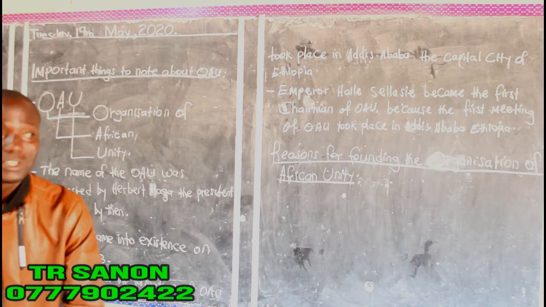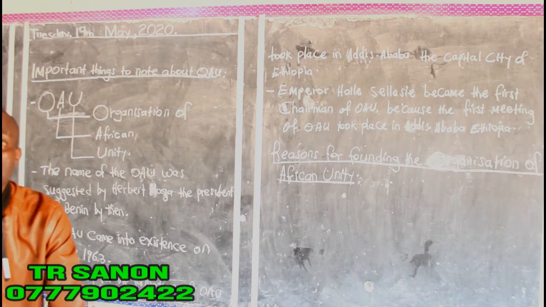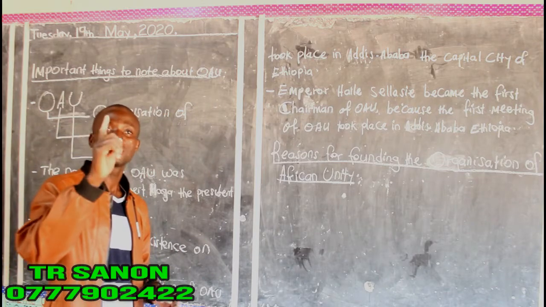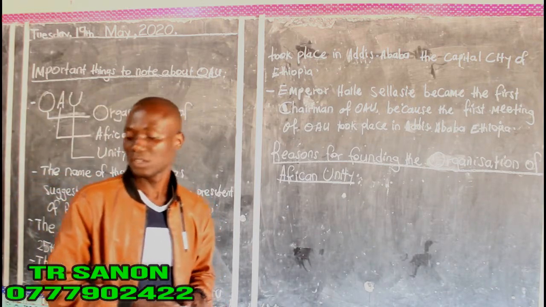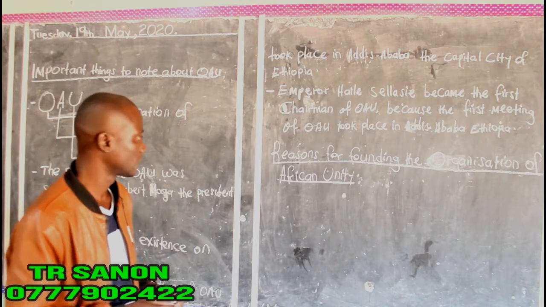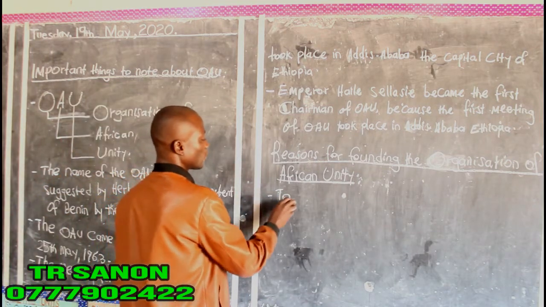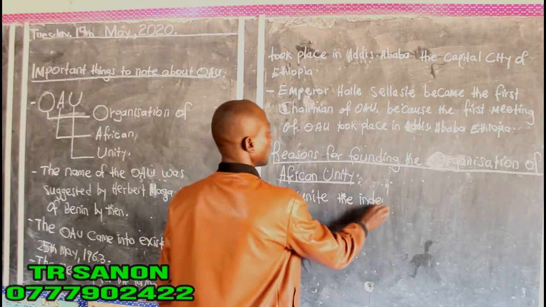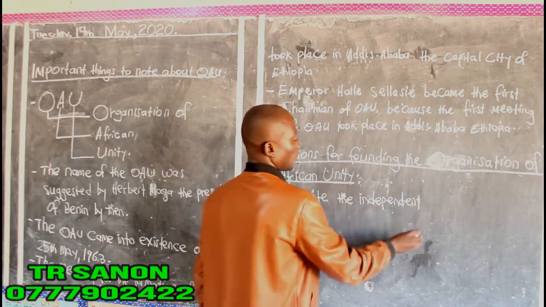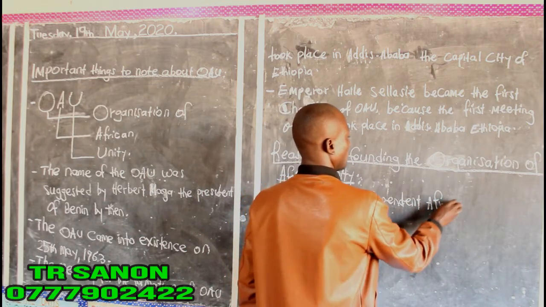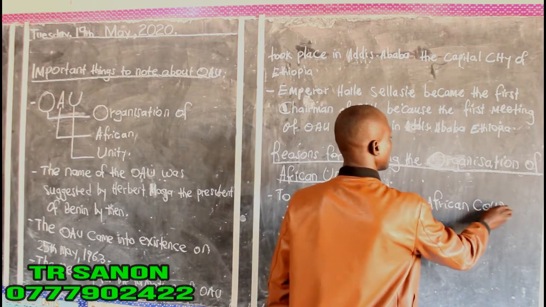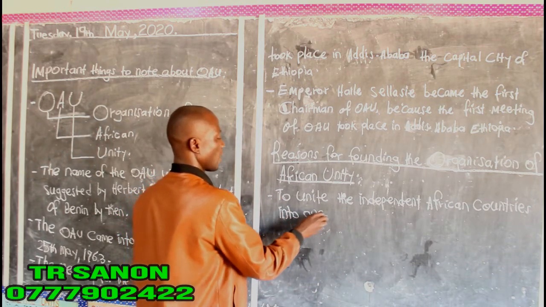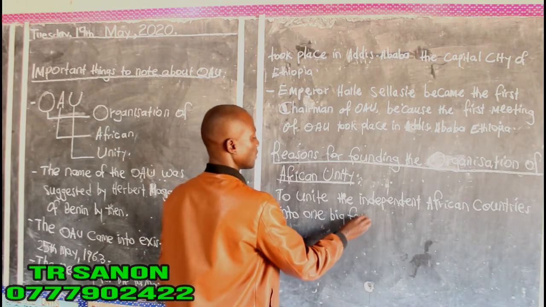Reason number one, to unite independent African countries into one big family. They wanted African countries to work together as one continent, as a family, without isolation based on boundaries. So point number one, it was to unite independent African countries into one big family.